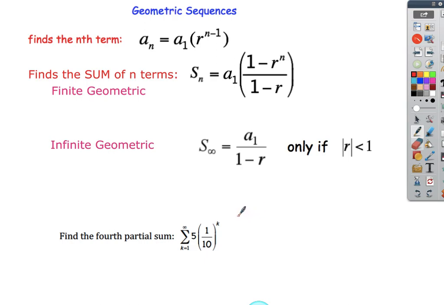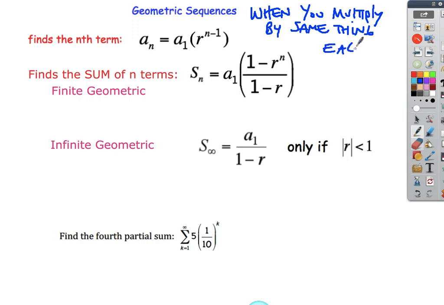Geometric, here are your formulas. This first formula is to find any specific term. So if I want the 50th term, I plug in a 50. Also, just a reminder, geometric is when you are multiplying by the same thing each time, and that thing that you are multiplying by each time is r.